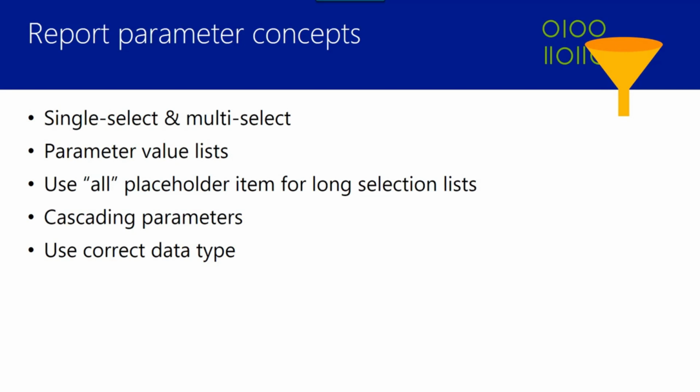Cascading parameters are parameters based on queries that are filtered on another parameter. So we can use cascading parameters to allow the user to select, let's say, a category, and then the product parameter list is filtered based on the category. This way we can guide the users through their selection of parameters by using multiple parameters that have dependencies on each other. Always use the correct data type when setting parameters. You'll see this in the demonstration.